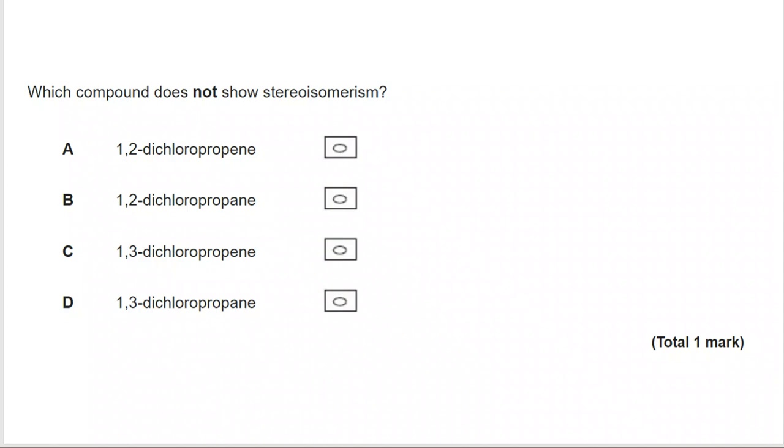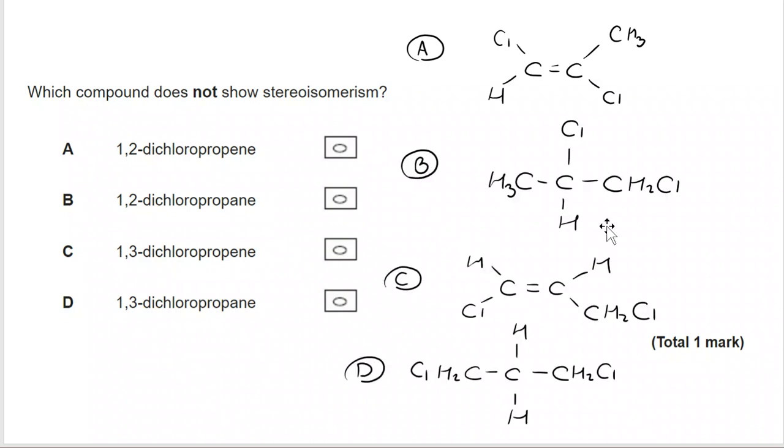So I've got my 1,2-dichloropropene. I'm adding my others. I've got my 1,2-dichloropropane here, I've got my 1,3-dichloropropane here, and I've got my 1,3-dichloropropane down at the bottom for D.